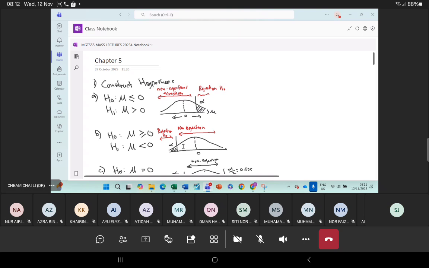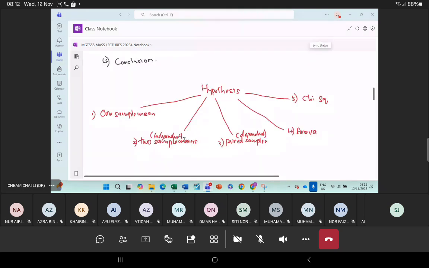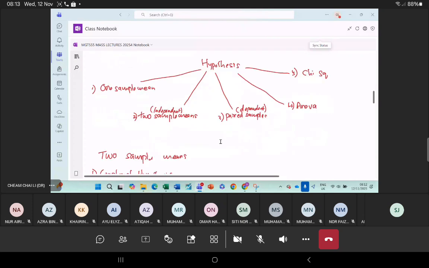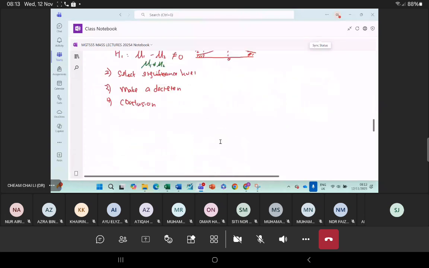Lebih daripada 2, so kita kena guna ANOVA. Kalau setakat 2 saja, kita independent sample, right? And for this ANOVA, if you write the hypothesis, that will be quite different. Right? Okay, how is it different? So let's look at this one with ANOVA. Okay, so how do you write the hypothesis?